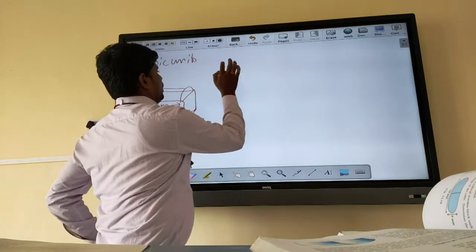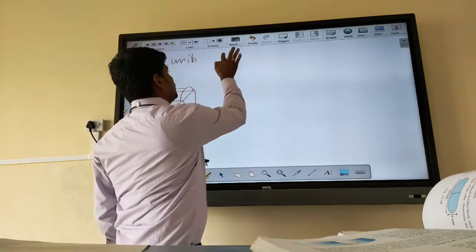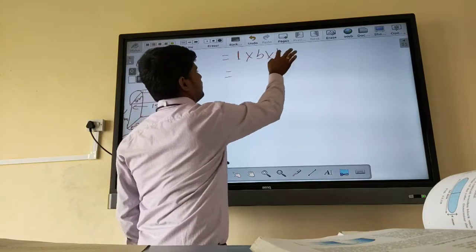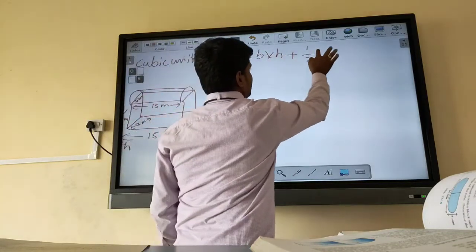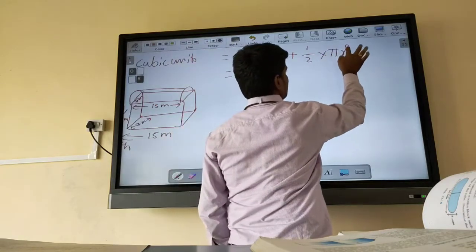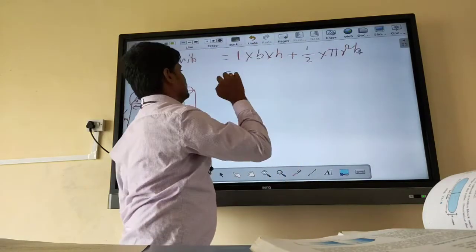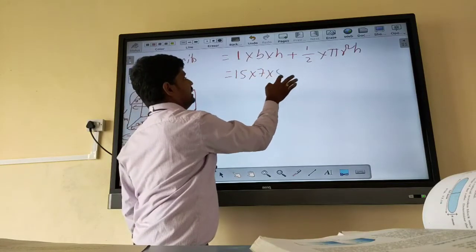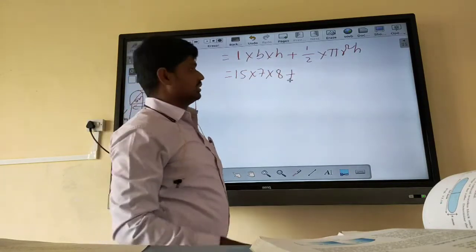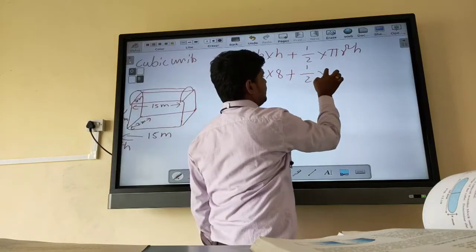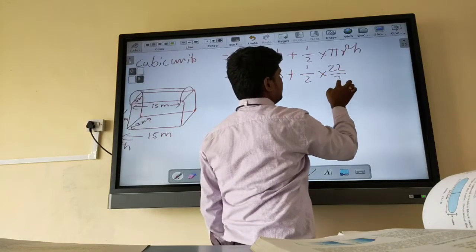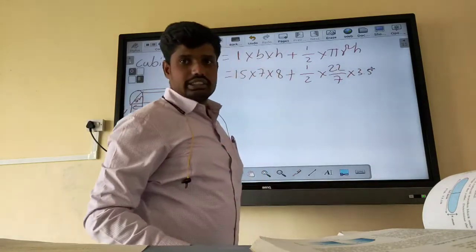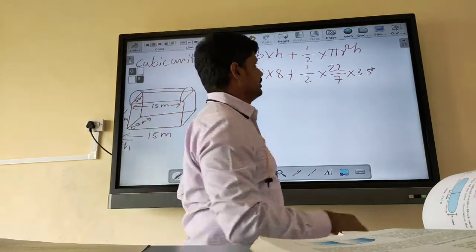Observe all. What is the formula to find the volume of the cuboid? L into B into H, plus half into pi r square h. Now substitute the values and simplify. Length 15 meter into breadth 7 meter into height 8 meter plus half into pi value is 22 by 7, r value is 3.5 into 3.5. What is the radius, children? 7 by 2, no, 3.5 into 3.5.